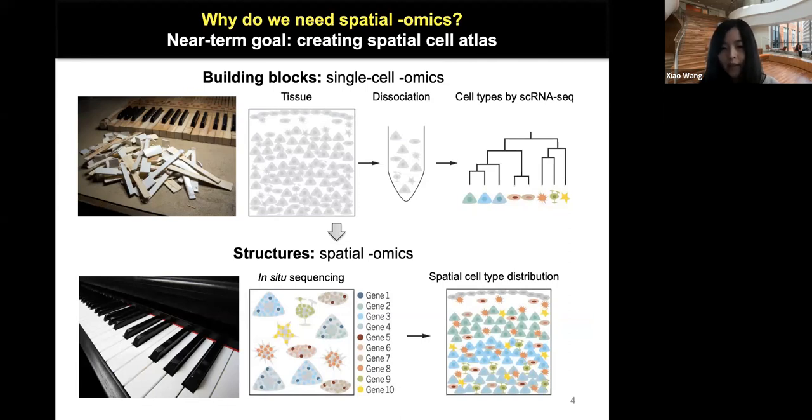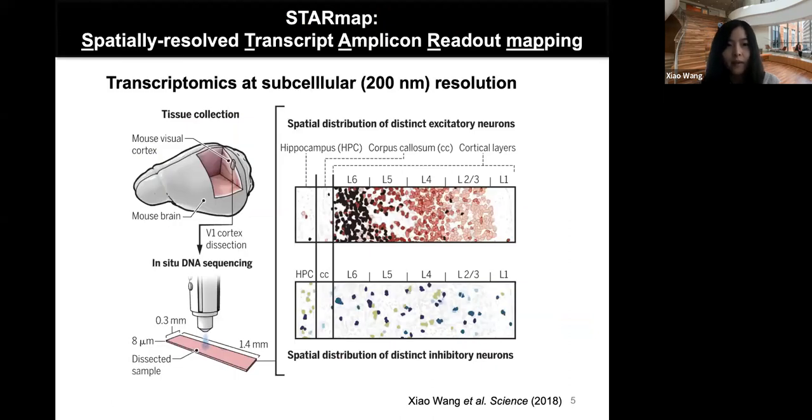First, we want to create a really comprehensive single cell resolved spatial atlas so that we can better create this type of molecularly defined structures. I think that's where we started. We aim to achieve spatially resolved, highly multiplexed readout of RNA expression inside the mouse brain so that we can reconstruct this spatial atlas of molecularly defined cell types.